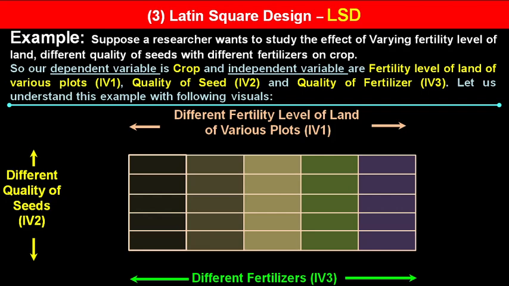So here our dependent variable is crop and independent variables are fertility level of land of various plots, that is IV1. Quality of seed, IV2. Quality of fertilizer, independent variable 3. So we have used three independent variables, different fertility levels of land, quality of seed, and quality of fertilizer, and dependent variable is crop. Let us understand this example with the following visuals.